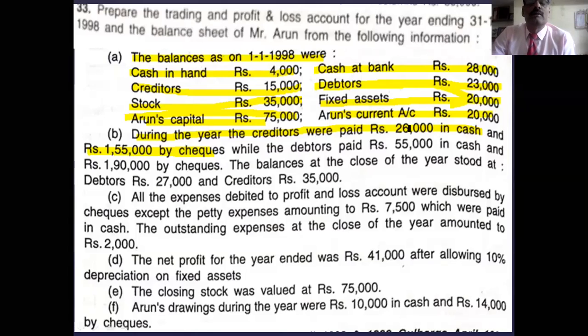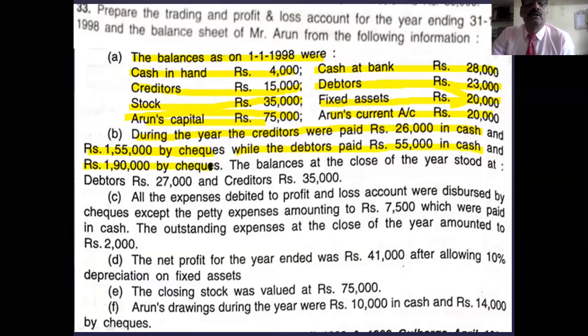Creditors account debit side, to cash 26,000, to bank 1,55,000. Okay. Once in the cash account and bank account, second time in the creditors account as cash and bank, debit side. Okay. Then debtors paid 55,000 in cash and 1,90,000 by check.